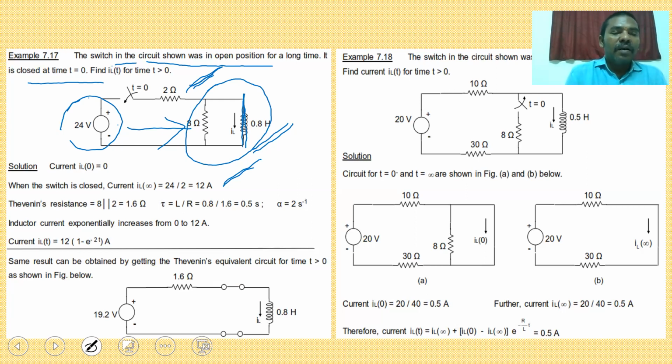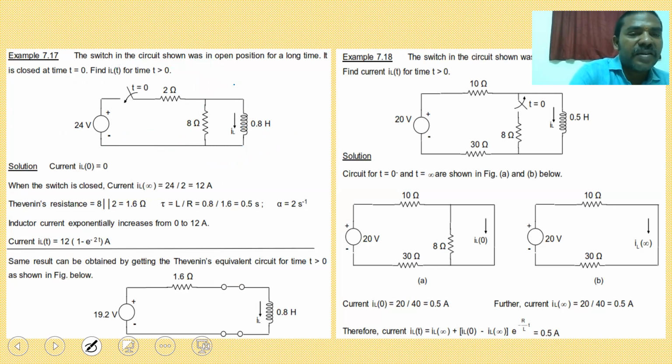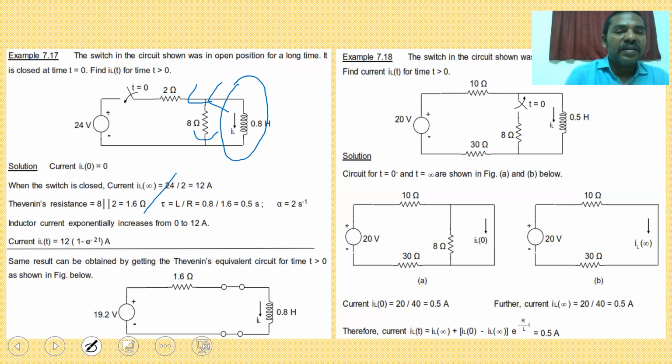Okay. Now by using the Thevenin's equivalent circuit, you can also calculate the current. Are you understanding? Here 8 ohms and 2 ohms are connected in parallel. By open circuiting this inductor, the current is divided into two parts, 2 ohms and 8 ohms. So 2 into 8 divided by 2 plus 8, you get 1.6 ohms. Now this is the total resistance present in the circuit.